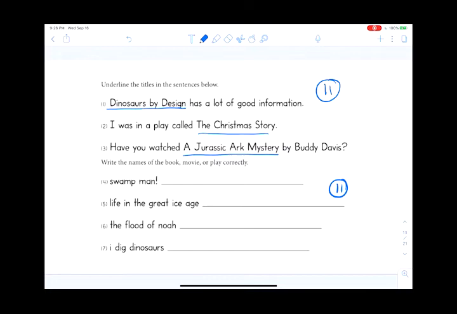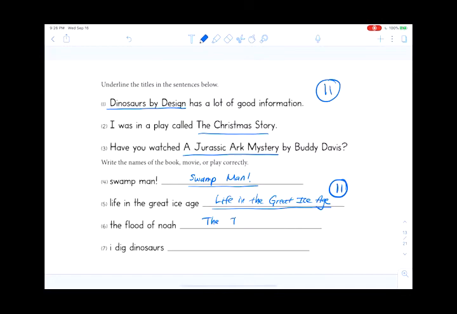Great. Swamp Man. Swamp Man. Underlined. Life in the Great Ice Age. Notice how I capitalized every word except for in and the.